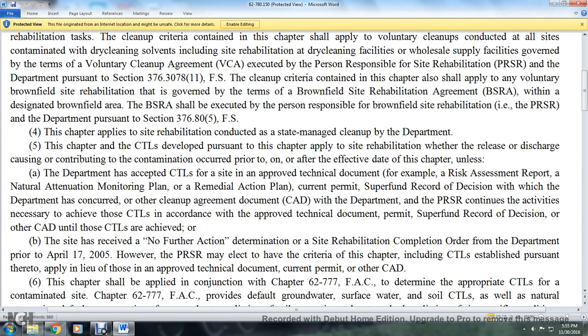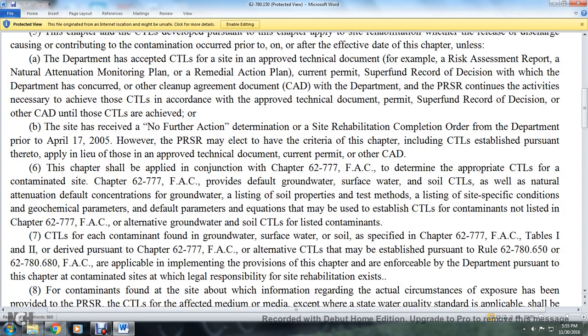to apply in lieu of the approved technical documentation, permit, or cleanup agreement documentation. 6. The chapter shall apply in conjunction with Chapter 62-777 to determine the appropriate cleanup target levels for the contaminated site.